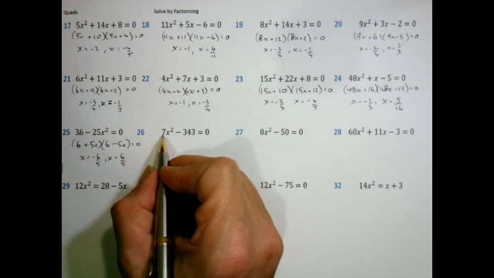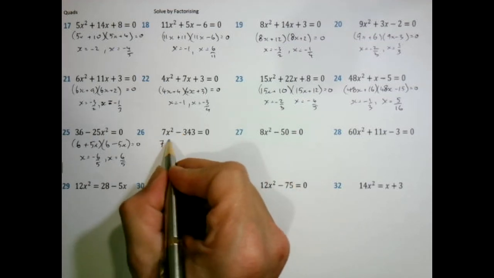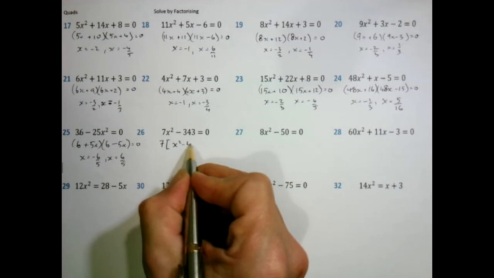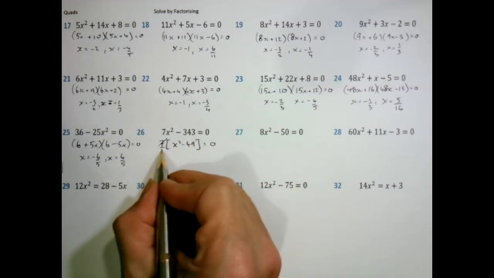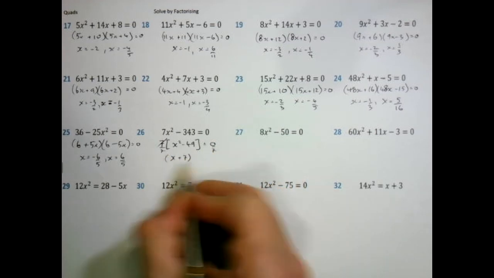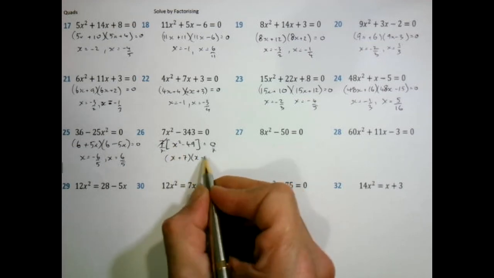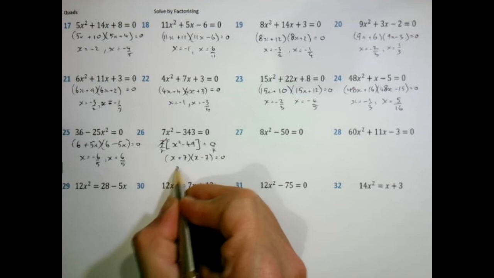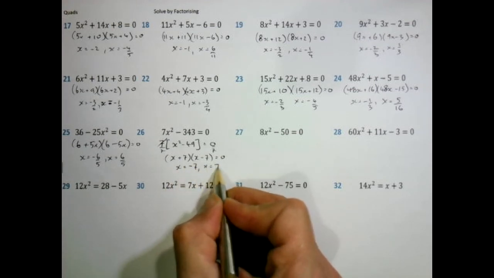7 times 49 is 343. 343 is not square, but if we do 7x squared minus 49 equals 0, we can get rid of 7 by dividing by 7 both sides, as we've done before. X plus 7, difference of two squares. Square root of x squared is x. Square root of 49 is 7. One's a plus, one's a minus. And the answer is one's a minus, and the second one's a plus.